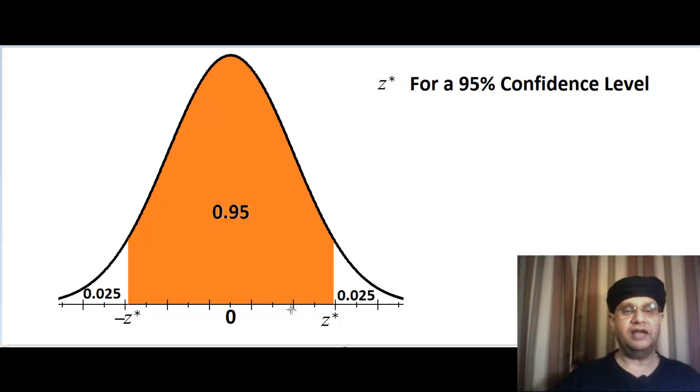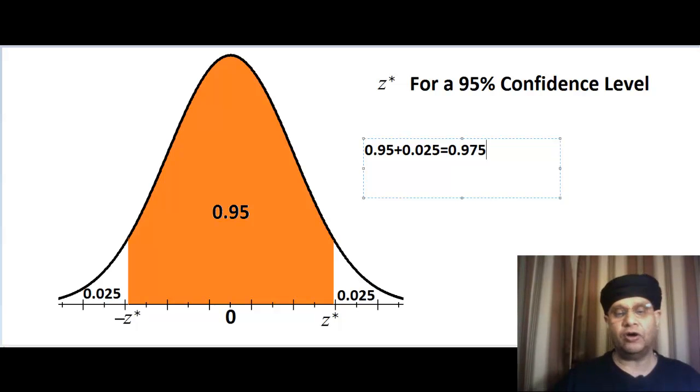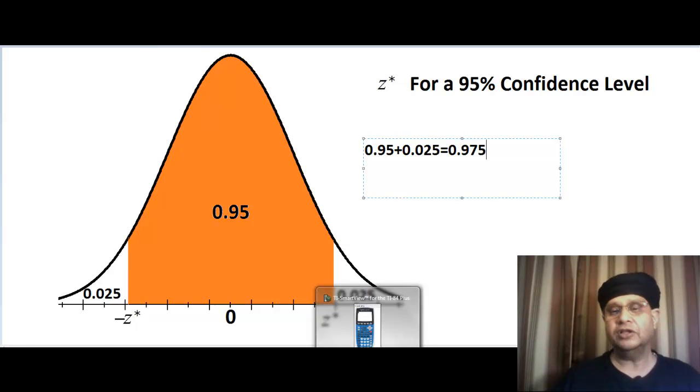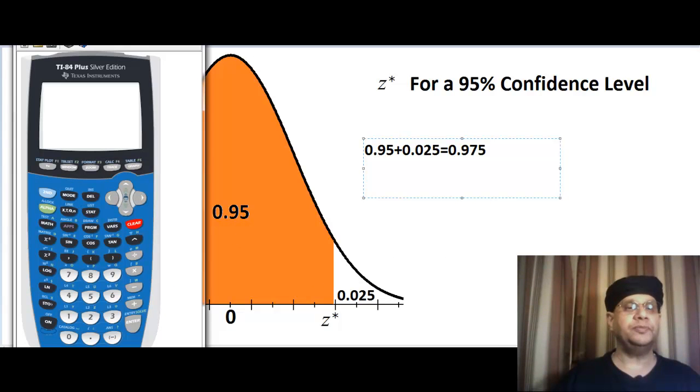So what does it mean? The area to the left of this z star is how much? It is 0.95 plus 0.025, that is 0.975, or 97.5% of the area is to the left of this value of z star, where z star is a particular z value of the standard normal distribution with mean 0 and standard deviation 1. Okay, so let's employ our calculator for the purpose.